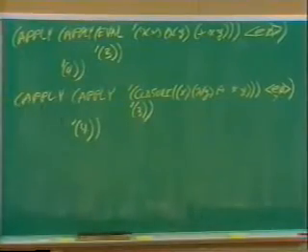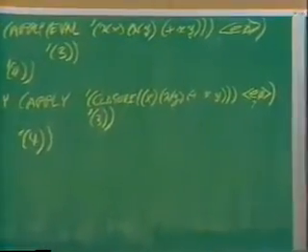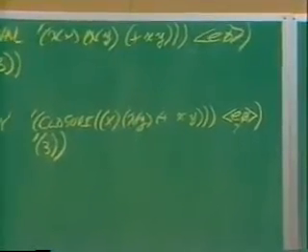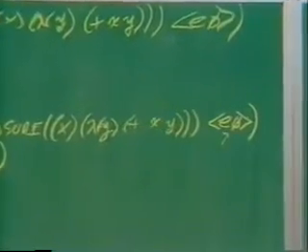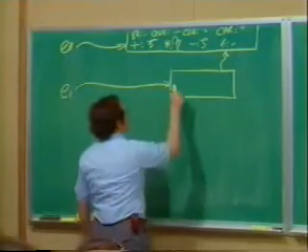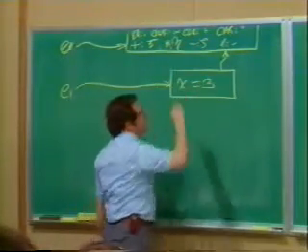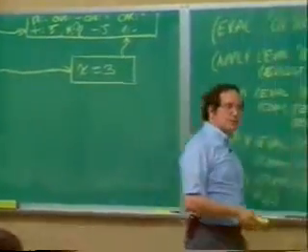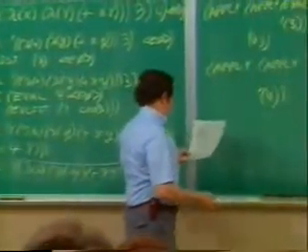That environment. And we'll call this one E1. Now what's bound in there? X is bound to 3. Okay, so I have x equals 3. That's what's in there. Okay, and we'll call that E1.